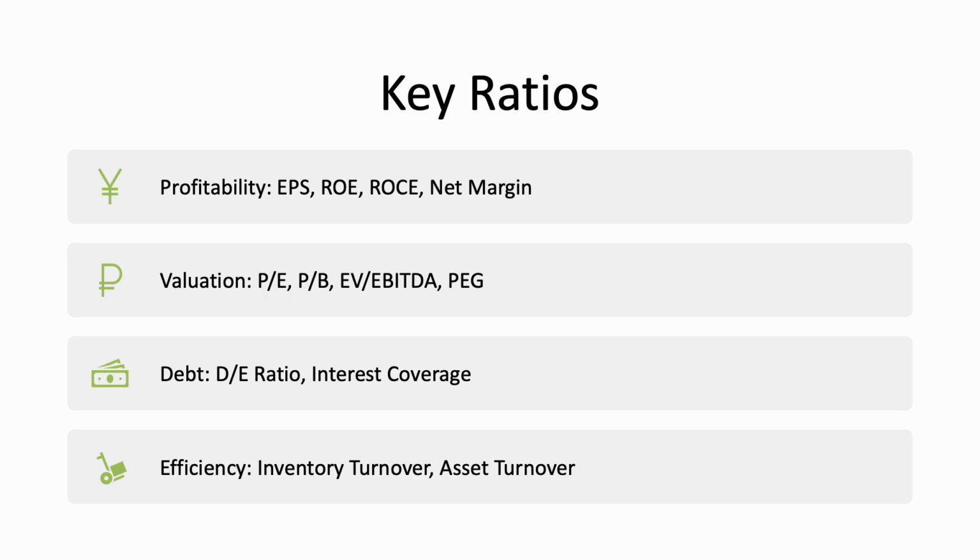Asset turnover: revenue divided by total assets. This shows how effectively assets are used to generate revenue. Manufacturing companies often focus on this. Efficiency ratio answers: is the company making the best use of what it owns?